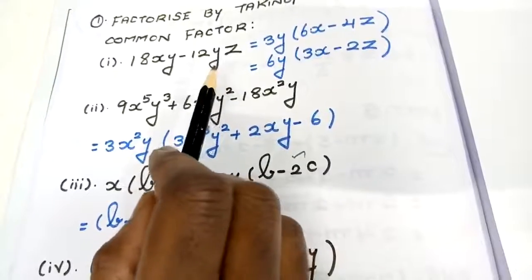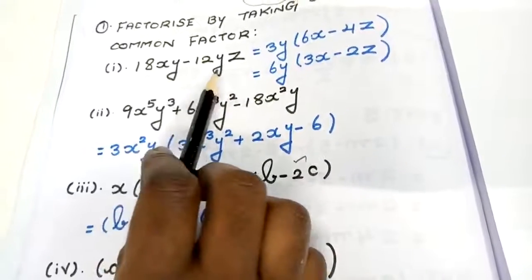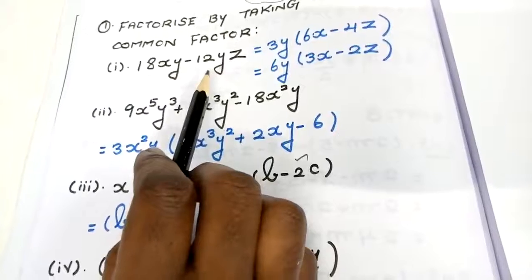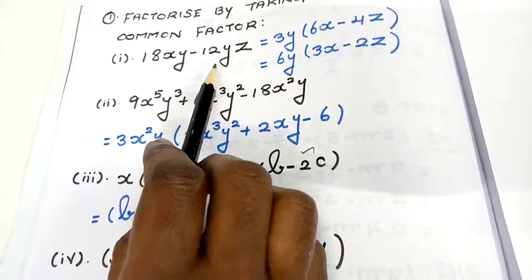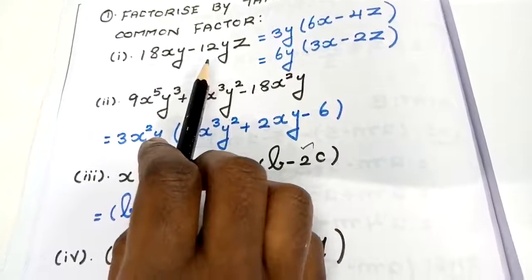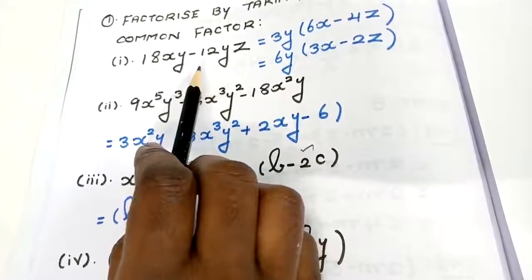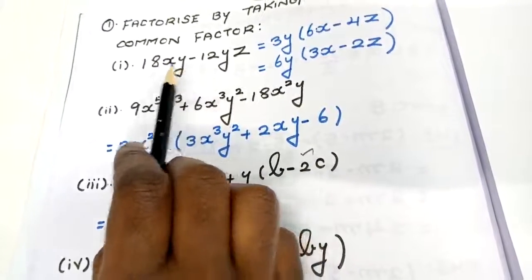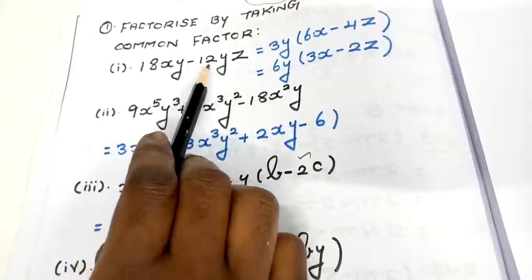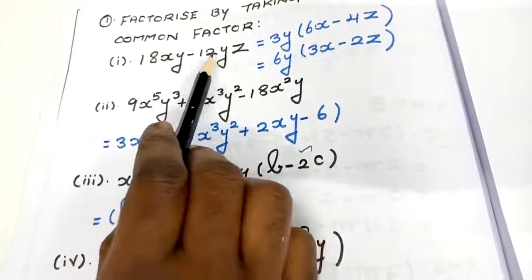We are going to check how many terms we are going to have in that particular question. We are going to have the combination of positive and negative sign, constant and variable. So what is the meaning of constant? Constant is nothing but numbers, variable is nothing but the alphabets.